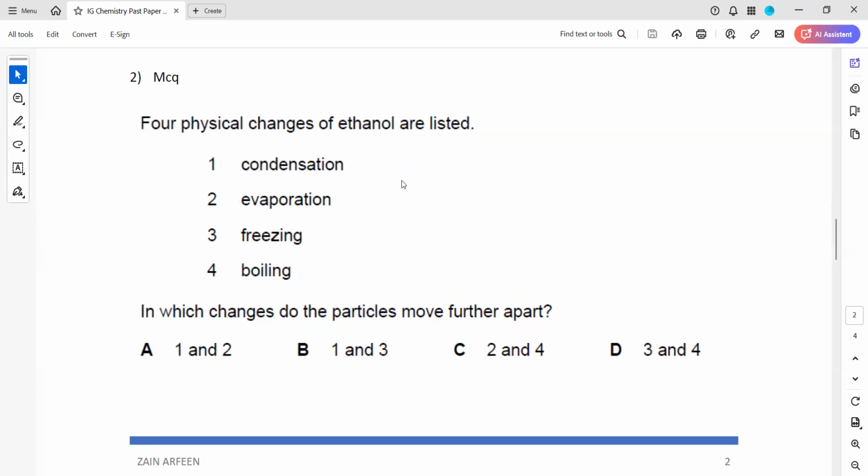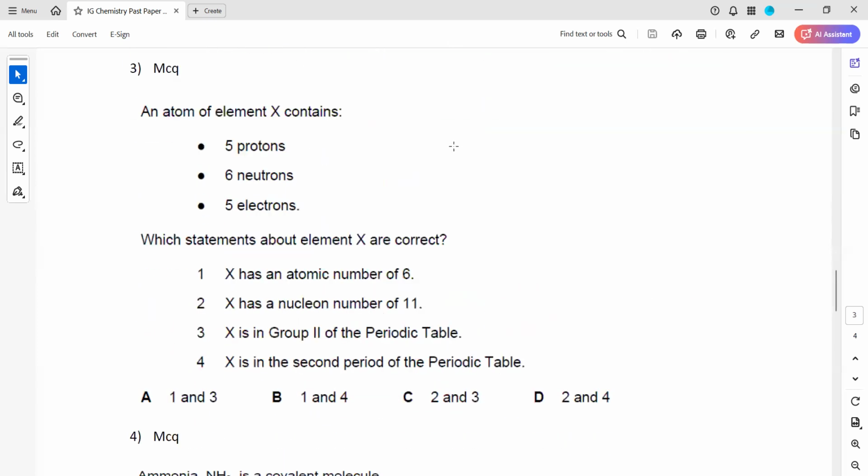Yes, you can say alloys about the hardness and melting point. You can relate that.